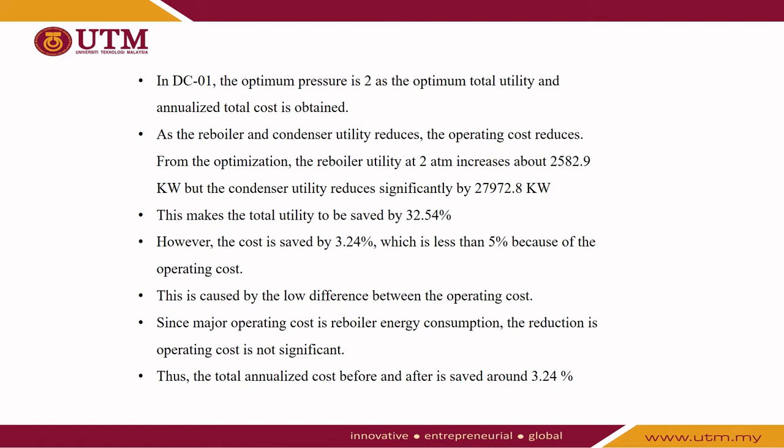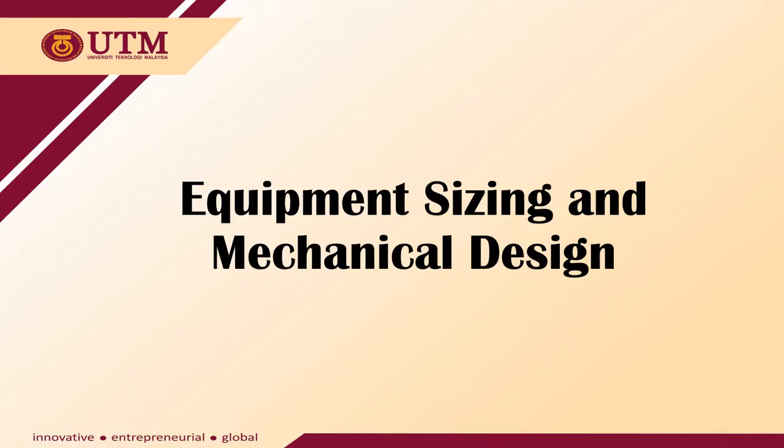32.54%. However, the cost is saved by only 3.24%, which is less than 5% because of the operating cost. This is caused by the low difference between the operating cost before and after optimization. In most distillation columns, the major operating cost is reboiler energy consumption, which makes the reduction in operating cost insignificant. Thus, the total annualized cost before and after is saved around 3.24% only.